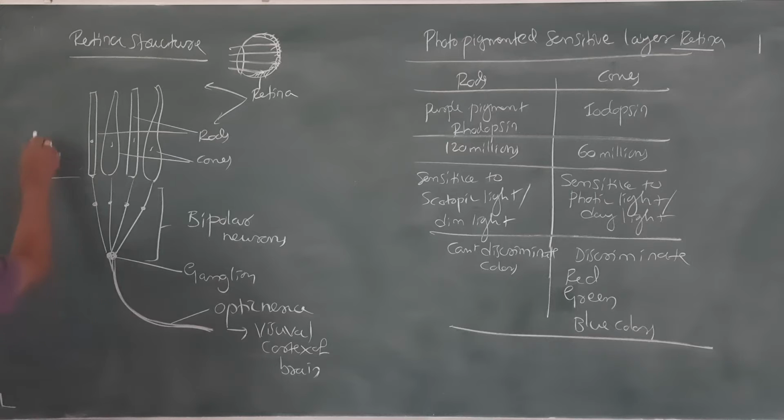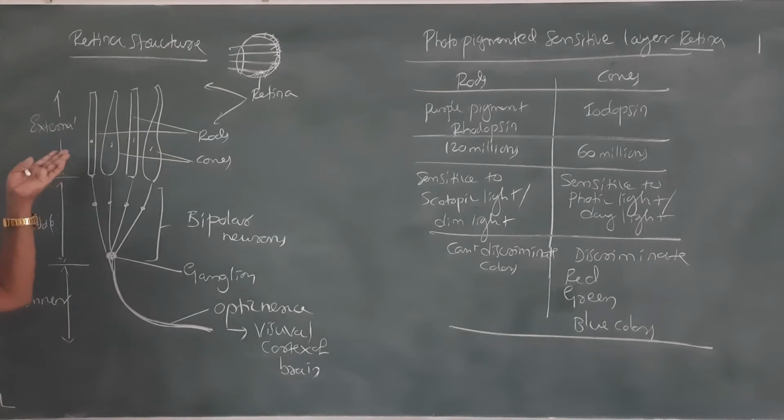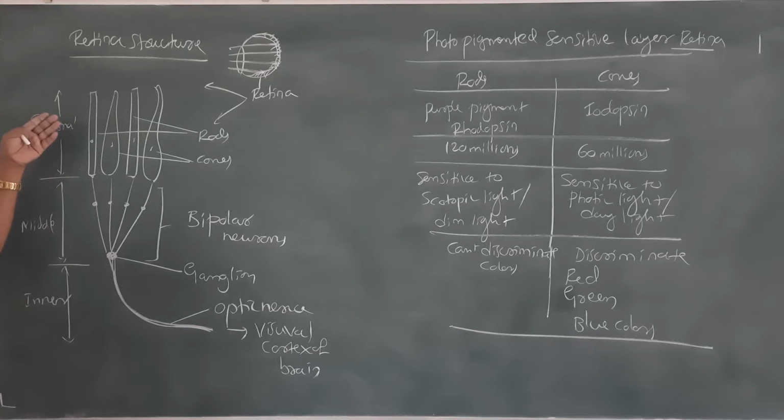It is called the external layer because it is exposed to the light. Then the middle part is the bipolar neurons, and then the optic nerves are in the inner part. So from outside to inside, what are the cell layers in the retina? The more light-exposed part is called the external, so it is rods and cones. Then the middle is bipolar neurons, and on the inner side we find ganglions and the optic nerve.